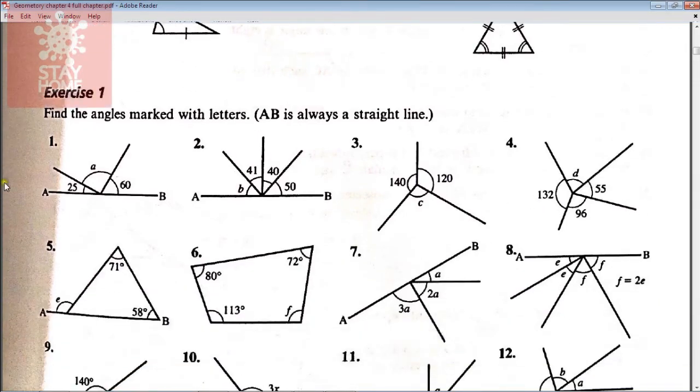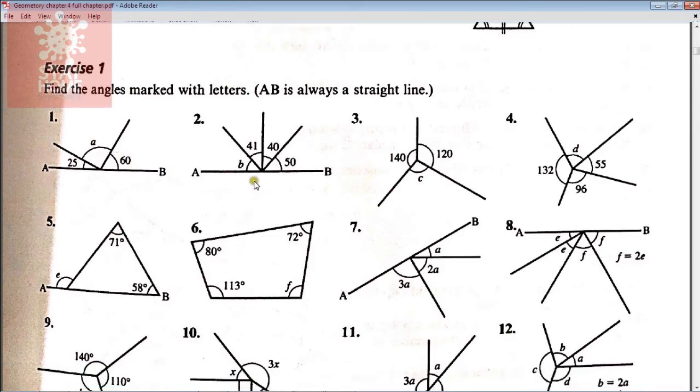solve this exercise 1. Find the angles marked with letters. AB is always a straight line. So from here to here, what will be the value of A? It is very easy to understand. Add 25 plus 60, then 180 minus 85, because the sum of 60 and 25 is 85. 180 minus 85 would be A, meaning 95 will be the value of A. Like this you can solve questions number 2, 3, 4.